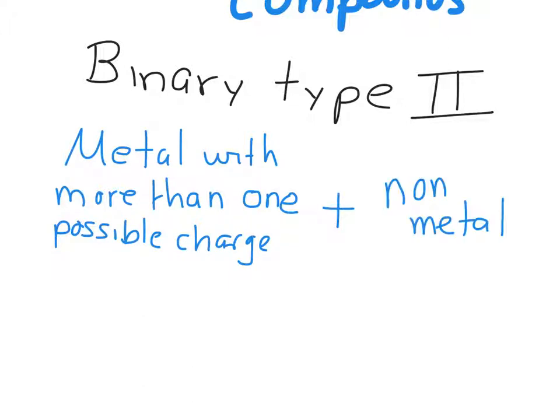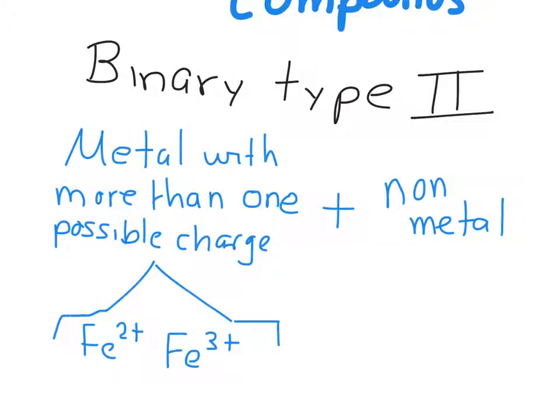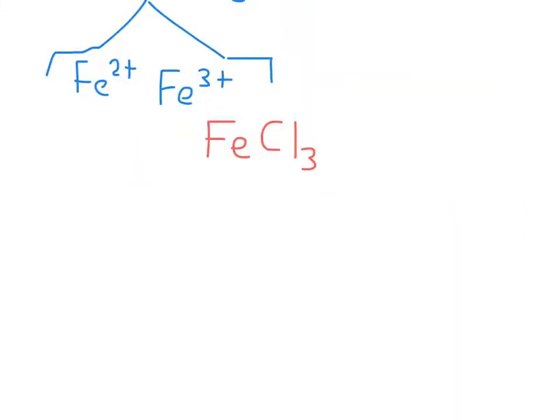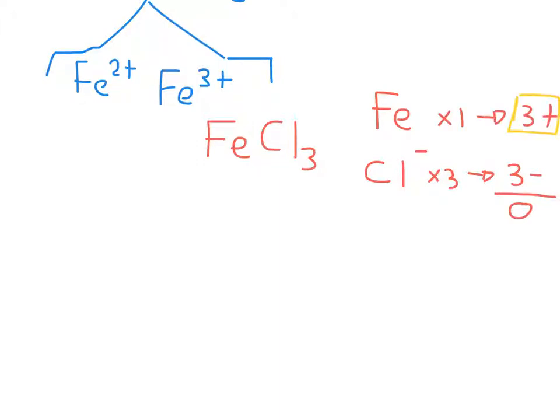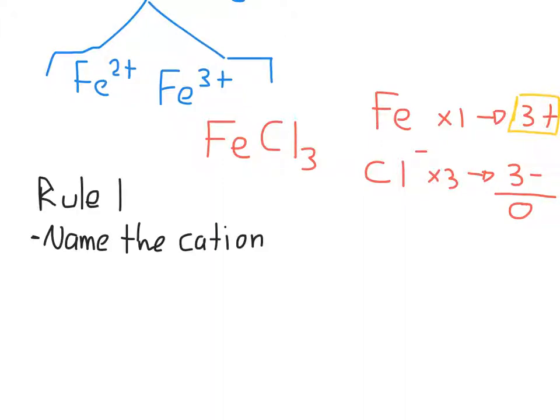So a metal with more than one possible charge, such as iron, that can be iron 2 or iron 3. The example I will use has iron with 3 atoms of chlorine. We have to know that chlorine always has a -1 charge, so it has a -3 charge in the formula. So the iron has to be +3.